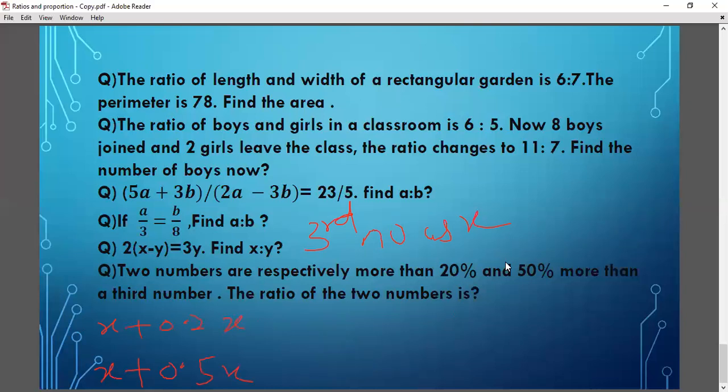So now the two numbers are simply 1.2x and 1.5x. The ratio of the two numbers will be simply, we can eliminate these x here. If you solve this, the ratio will become 4/5. So 4:5 is our final answer.